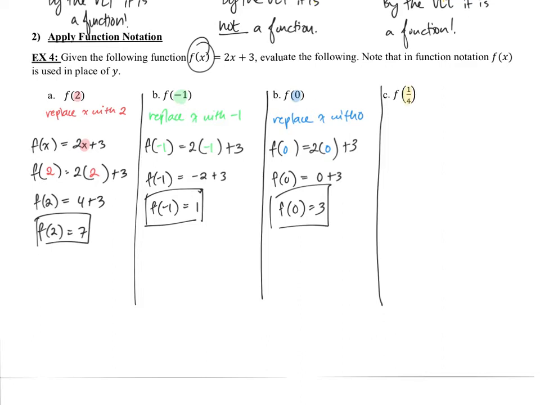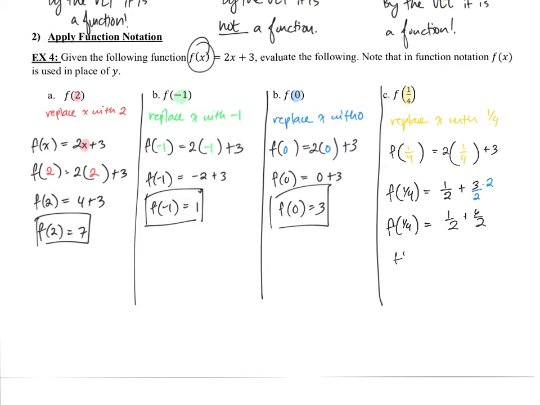So we're replacing x with a fourth. So f of a fourth is going to equal 2 times a fourth plus 3. So f of a fourth is going to equal, okay, well that can cancel into a half plus, oh, plus 3, sorry. To add these fractions, we've got to do the building up property. So multiply by 2, multiply by 2. And f of a fourth is going to equal a half plus 6 over 2, which will be 7 over 2. So f of a fourth is 7 over 2.